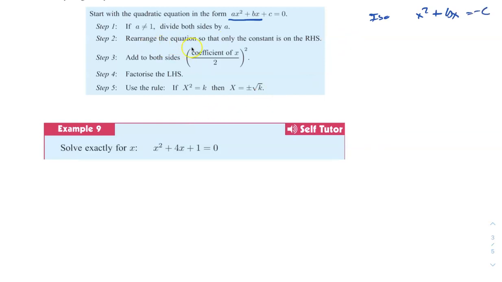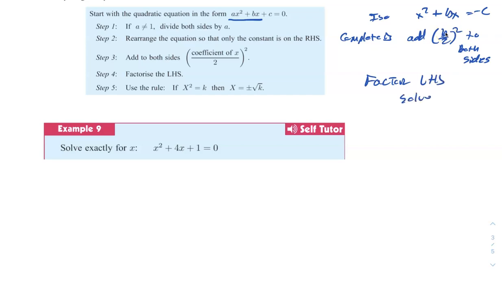And then we're going to do what I call the complete the square step, which is where you add the coefficient of x, b, divided by 2, squared, to both sides. You add this guy to both sides. So that's when you complete the square. That's the square part. And once you do that, you want to factor the left-hand side and then solve. So those are my 4 steps to complete the square.